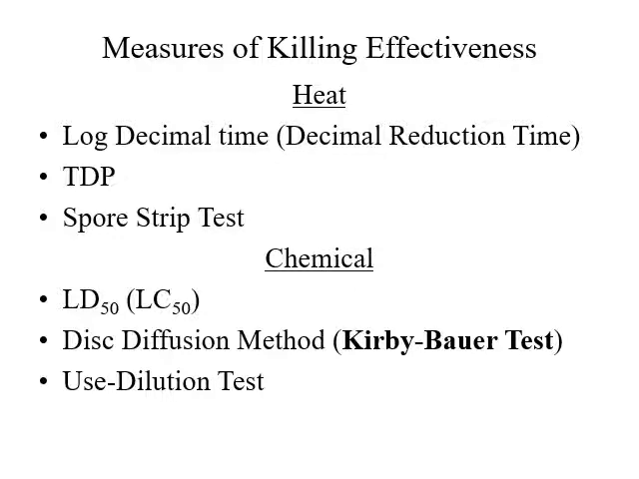All right, so measuring the effectiveness of killing with heat, we would use the log decimal time or the thermal death point, and we would do this with spore strips that contain Bacillus thermophilus. Okay, for chemical methods, we would use the lethal concentration or the lethal dose 50. We would determine what that is so we can compare the effectiveness between two different chemicals. We would use the Kirby-Bauer test and measure the clearance zone, and the chemical that gives you the larger clearance zone is more effective. Or we could again quantify the way we did with the LC50 using the use dilution test.